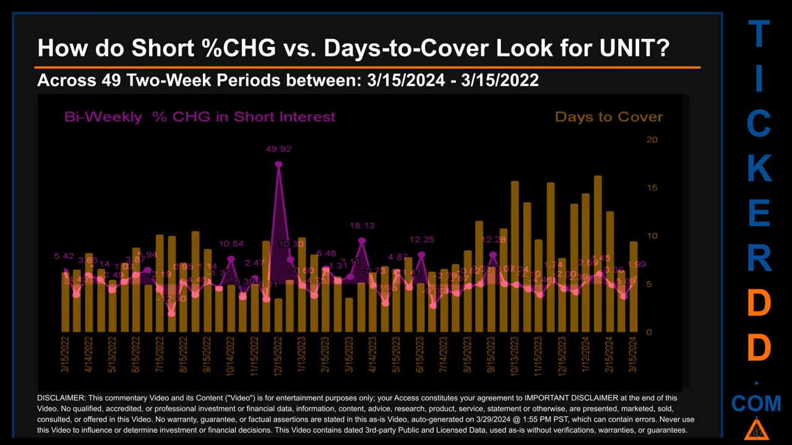It occurred once on December 15, 2022 settlement date. The largest percentage decrease in short interest found across those 49 2-week snapshots was minus 12.30%. It occurred once on July 29, 2022 settlement date. The average days to cover was about 8.21. The biggest days to cover was 16.29 and it happened once on January 31, 2024 settlement date.